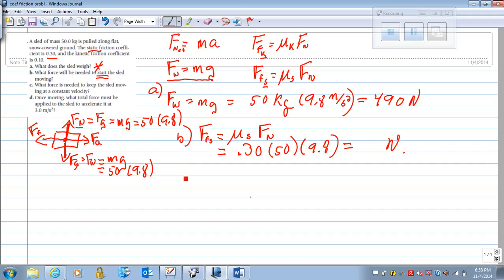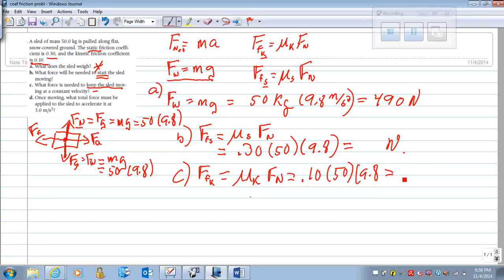Part C says, what is the force to keep the sled moving? So it has started moving, and we are then going to go to the force of kinetic friction, which will just equal mu k times Fn, which again, as in part B, we already know what that is. Our mu k is given to us up in the problem. It's 0.1, and that will also be times 50 times 9.8. You will have to figure that out on your calculator, and put in the newtons.